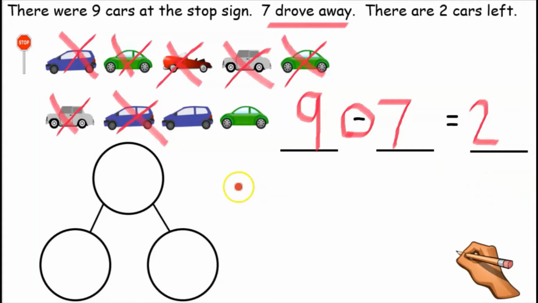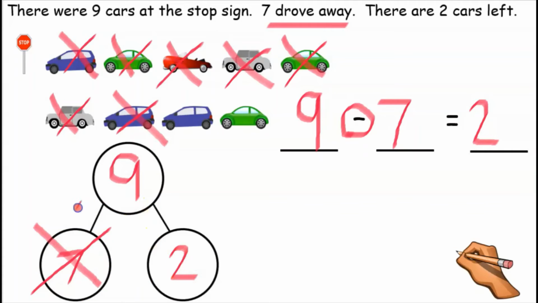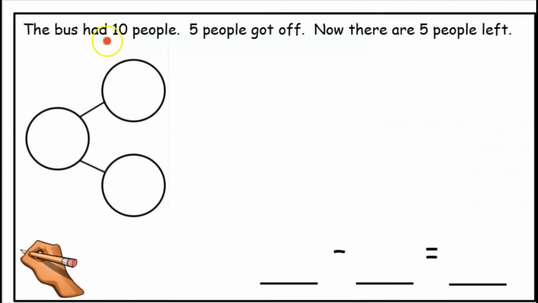Okay, let's jump over to our number bond. We're going to start with our 9 in our whole circle. We know this is the whole circle because 2 lines are breaking to the part. 9 minus 7, and I'm going to cross that out. I'm going to hide that part because we took 7 cars away, and there are 2 left. 9 minus 7 equals 2. My number bond and number sentence match my story.